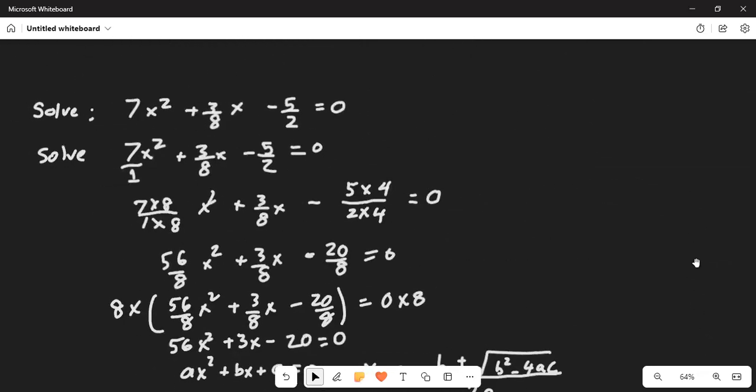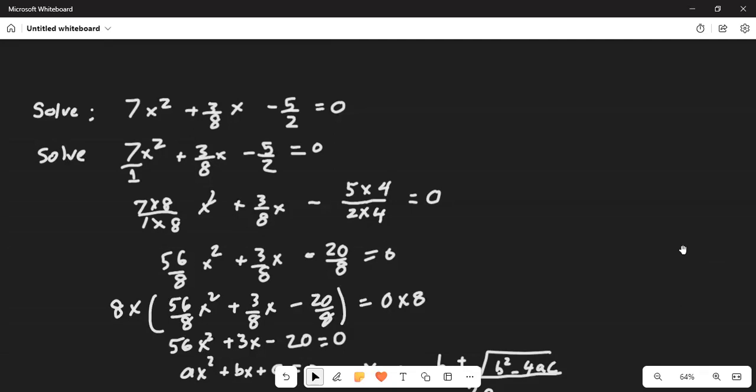The original equation was 7x squared plus 3 by 8x minus 5 over 2. So I wrote 7x squared as 7 by 1 x squared plus 3 by 8x minus 5 by 2 equal to 0. So the common factor between 1, 8, and 2 is 8. Therefore, I will make the lowest common denominator 8. So 1 in the first term in the denominator has to be multiplied by 8. Similarly, the numerator has to be multiplied by 8 also to keep the original term.